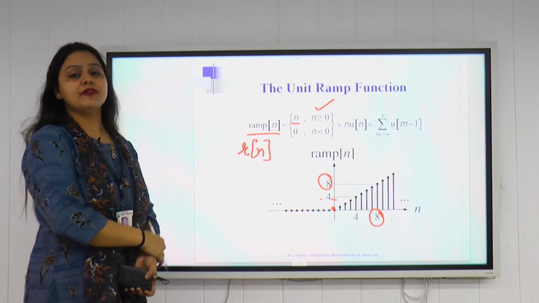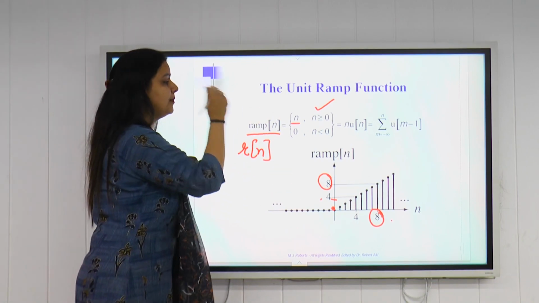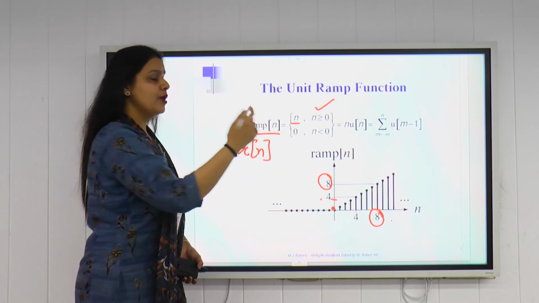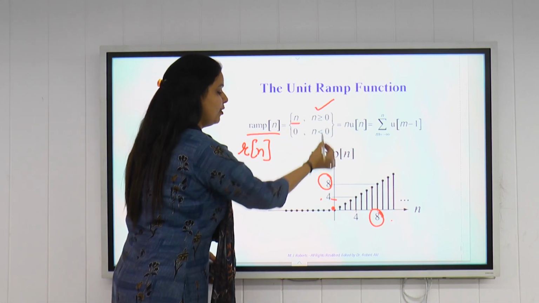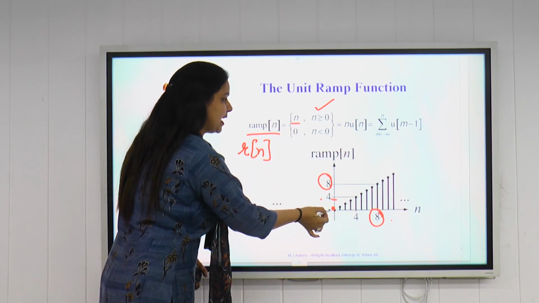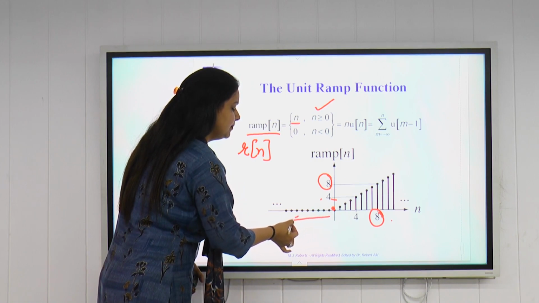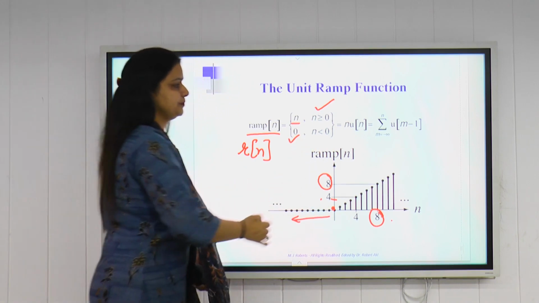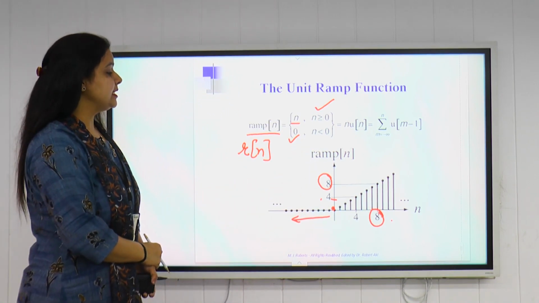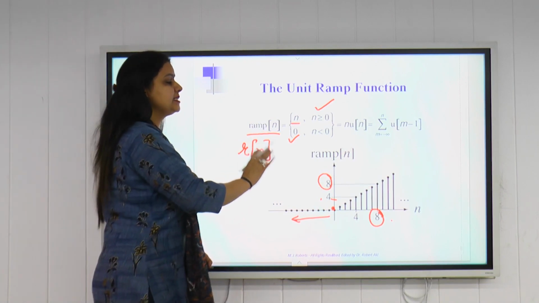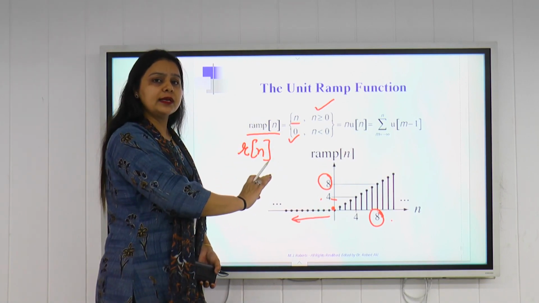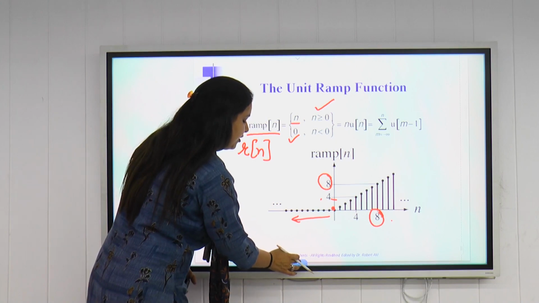When we have the graphical representation, we can see it from here. Its value is n for n greater than or equal to 0, and for all other values, n less than 0, its value is 0. So it is also considered an important discrete elementary signal, that is the unit ramp function.